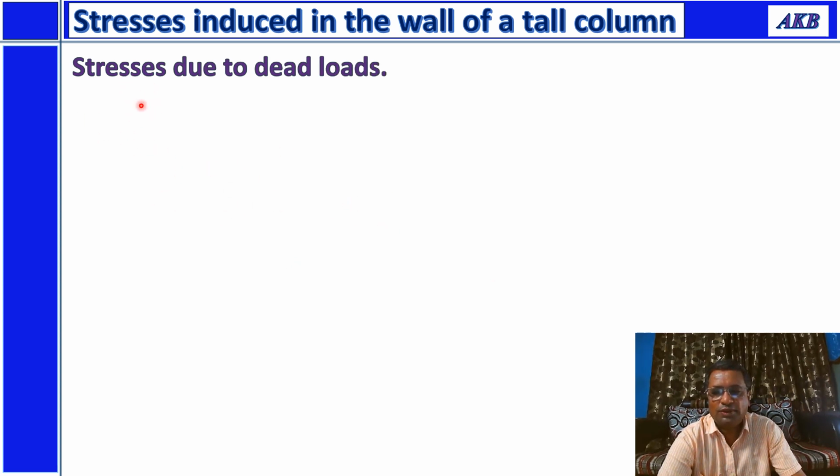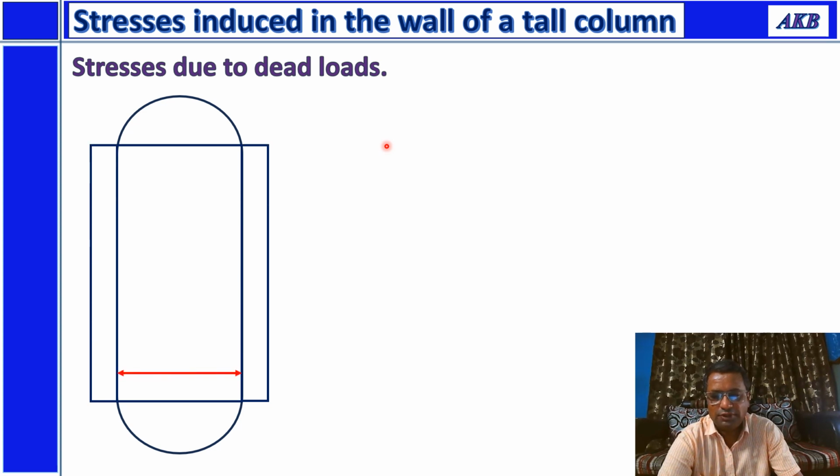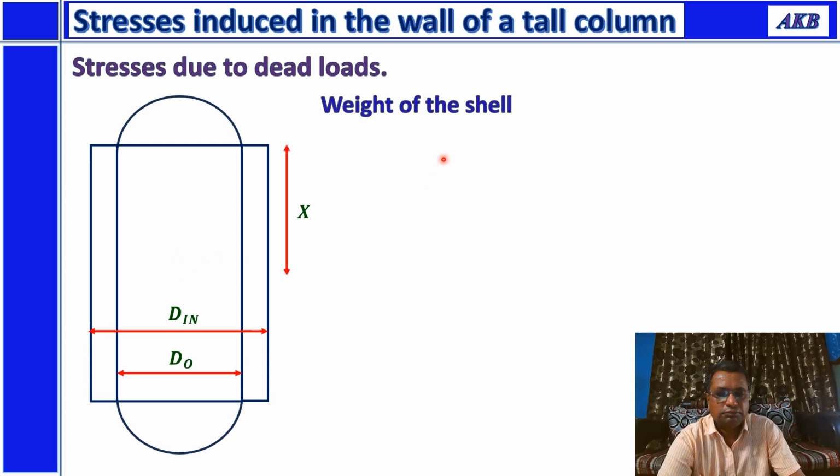Okay. Then let us now know what are the stresses due to various dead loads. For that, I am showing a simple schematic of the column, an insulated column. This is the outer diameter of the column, this is the diameter of the insulation, and these represent the insulation. Now we are going to consider a distance of x from the top of the shell for our analysis. So now let us know what the different dead loads are.